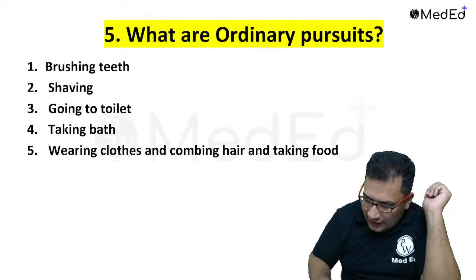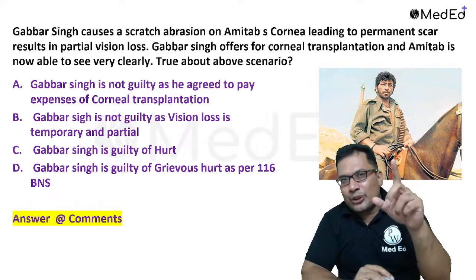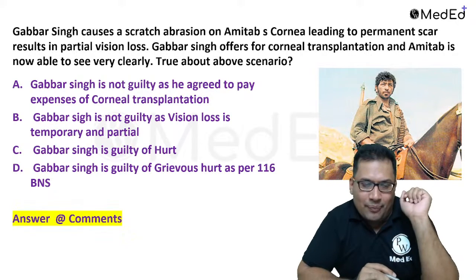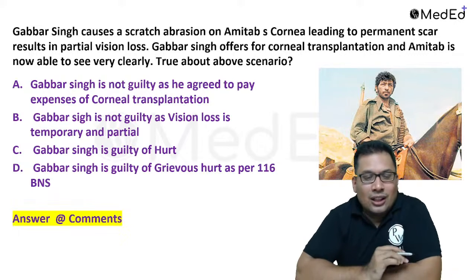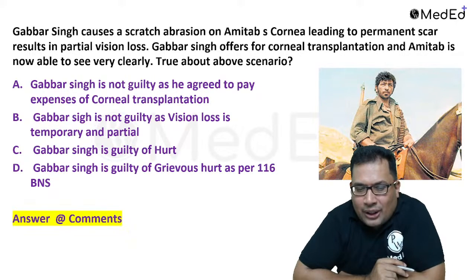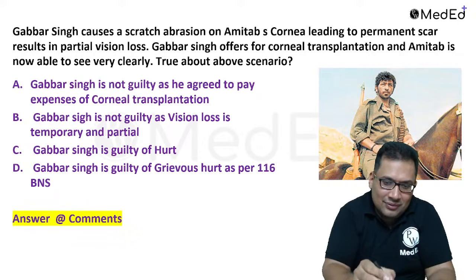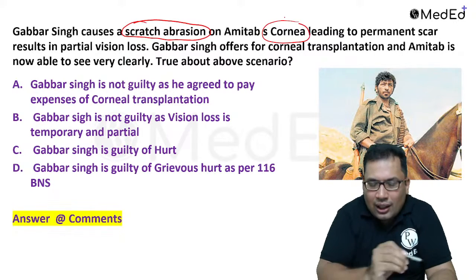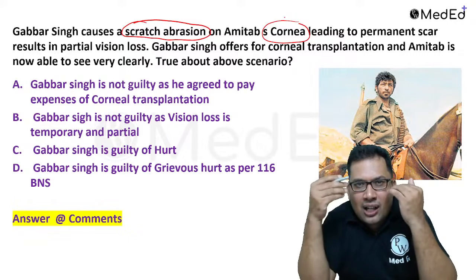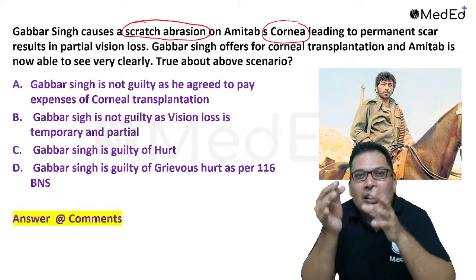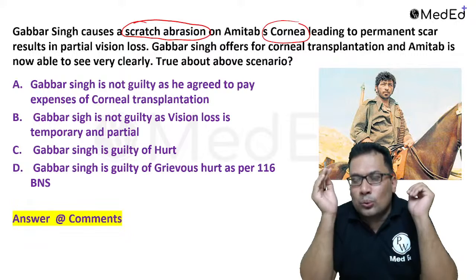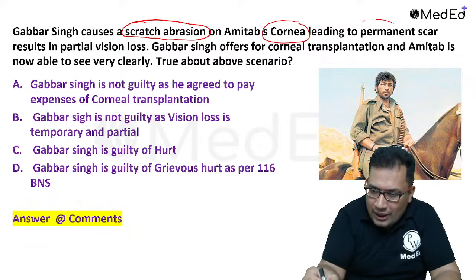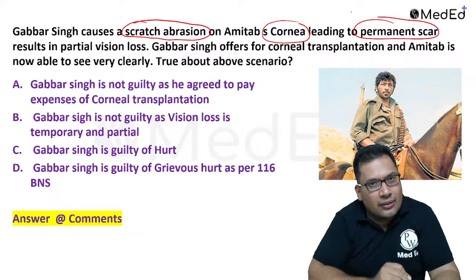And there is a question for you at the end. There is a question about Gabbar Singh. You need to answer in the comment section. The question I am going to read now. Gabbar Singh causes scratch abrasion on Amitabh's cornea. Scratch abrasion over the cornea. Any abrasion over the cornea can lead to permanent vision loss. Clause number 2. So, in this case, there was a permanent vision loss.